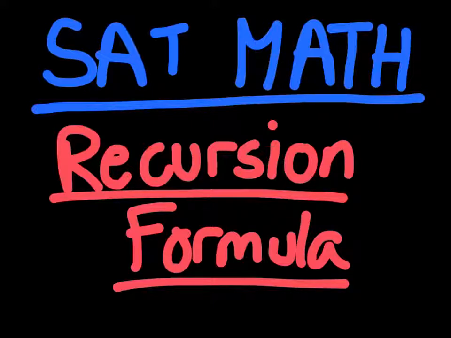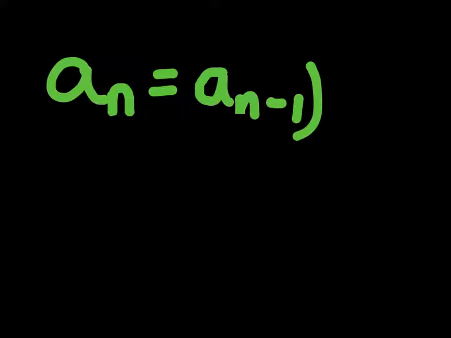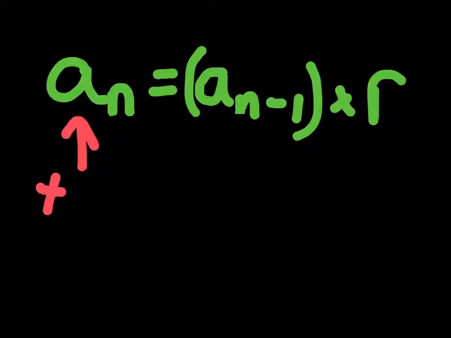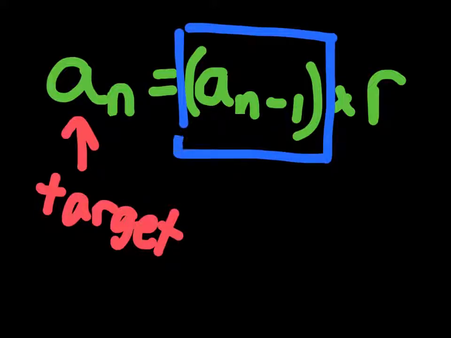So, let's get started. The generic geometric recursion formula for a sequence is a of n is equal to a of n minus 1 times r. So let's break this apart as we usually do. A of n is what we call the target. This is what we're trying to find. A of n minus 1 is the value before the target. And r is what we've just learned is our common ratio.